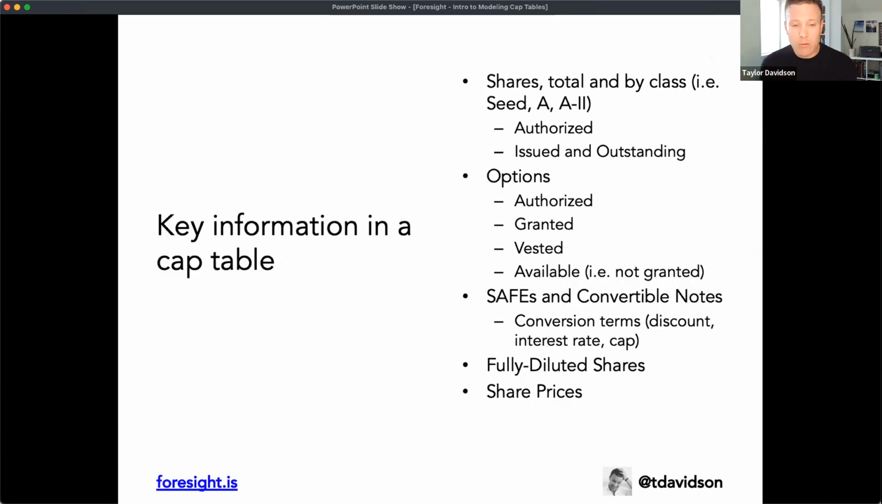That's a primer on the typical information on a cap table. Typically you're going to have shares, either total or per class of shares, usually issued and outstanding. You typically have details about options that have been granted, issued or are available. Then SAFEs and convertible notes, which is a bit of a side note, and then fully diluted shares and share prices and those things attached to them.